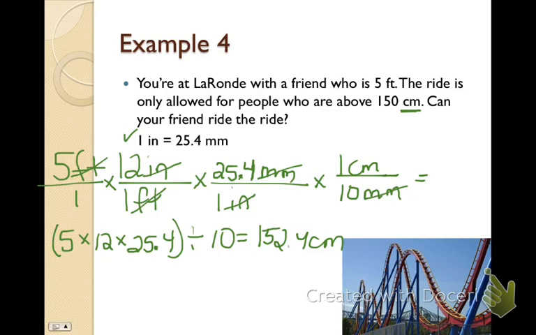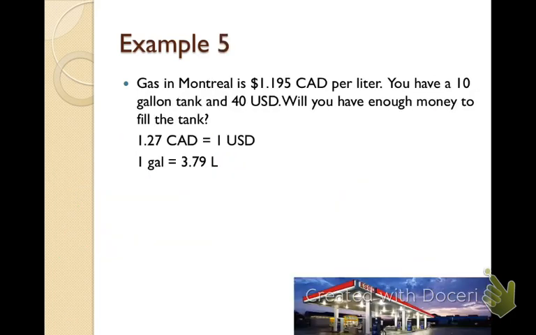Yay, that's awesome. By the way, this roller coaster is at La Ronde. It's called Goliath, and it's pretty awesome. So if you do like roller coasters, it's great. I do suggest it.